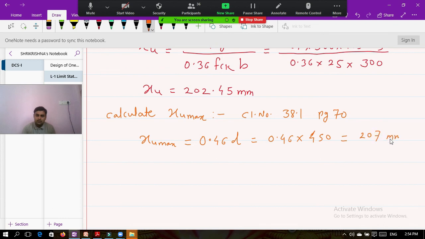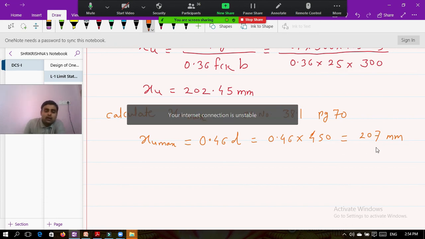Correct. बरोबर आहे ना माझं? चेक करा बरं का कॅल्क्युलेशन. So XU max is equal to, I think so, 207. So now here compare again the values of XU and XU max. 202 आहे XU, 207 आहे XU max. म्हणजे greater कोण आहे? XU max greater आहे.